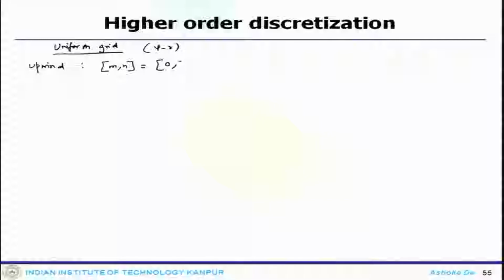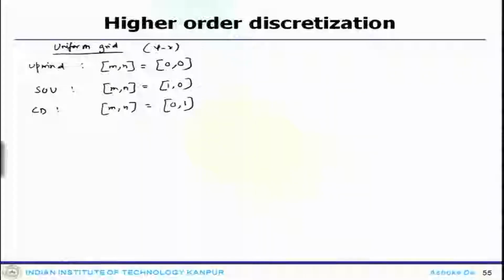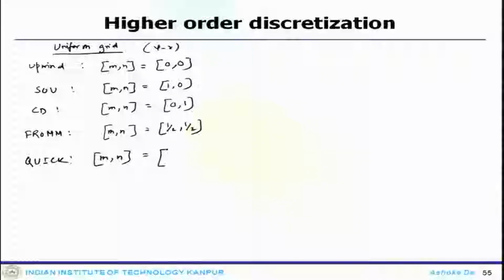The upwind scheme has m and n equals to 0 and 0, second order upwind scheme has 1 0, central difference scheme has m n equals to 0 1, from has m n equals to half, then you can have QUICK which has the m and n 1 by 4, 3 by 4.